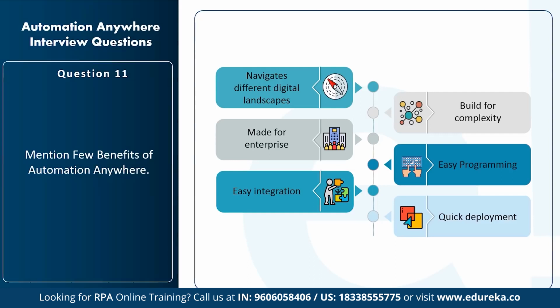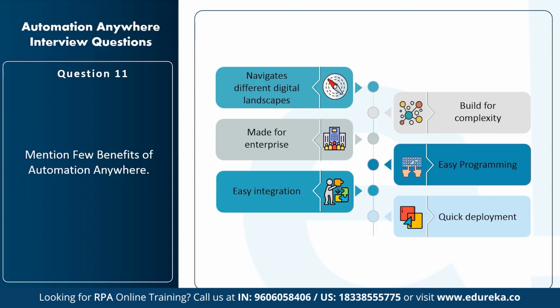So when I say navigates different digital landscapes, I mean that Automation Anywhere adjusts itself to the movement of icons, buttons, and user-generated events. Coming to complexity, this tool completes processes and automates the tasks which would require 1,000 lines of code to automate. Coming to made for enterprise, it is deployed throughout an enterprise so that multiple departments can focus on processes that require human intervention.